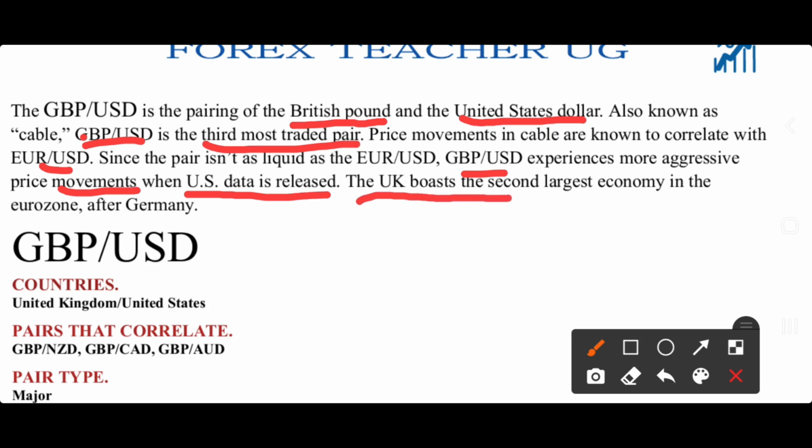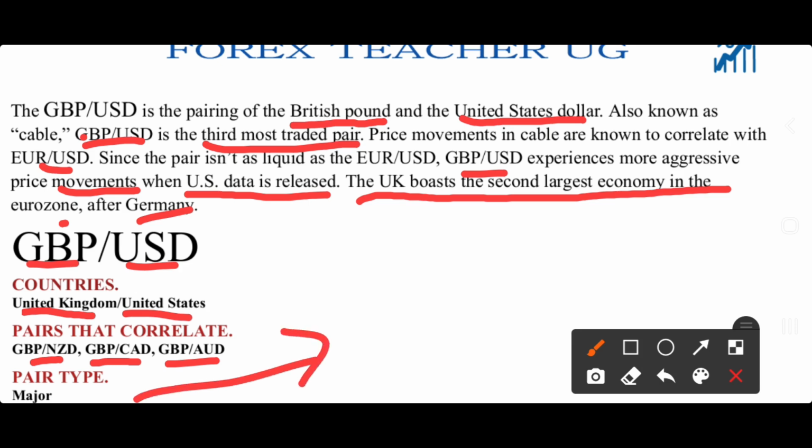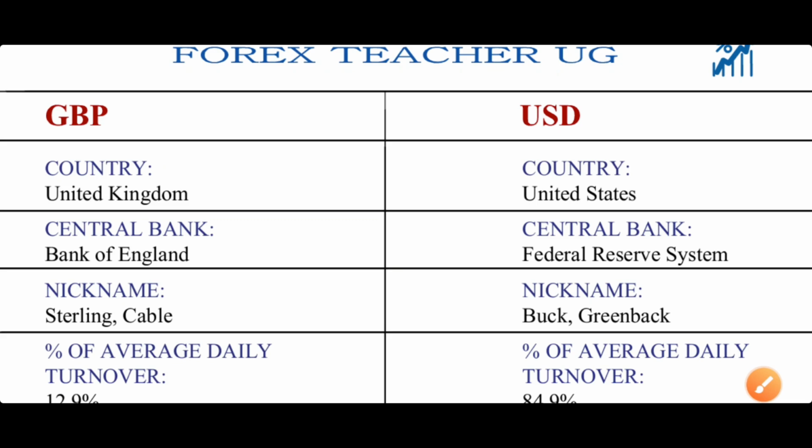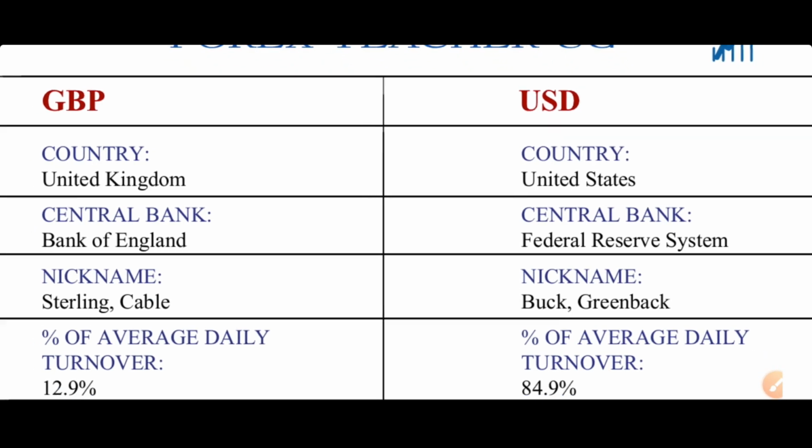Specifically, you need to have a good strategy. The UK boasts the second largest economy in Europe after Germany. GBP/USD is from the United Kingdom and the United States. The pairs it correlates with are GBP/NZD, GBP/CAD, and GBP/AUD. The pair type is a major currency.